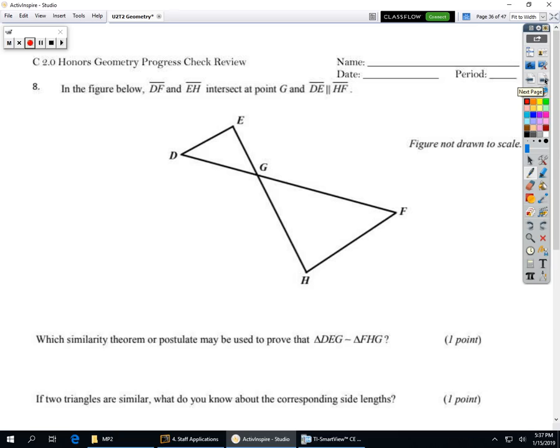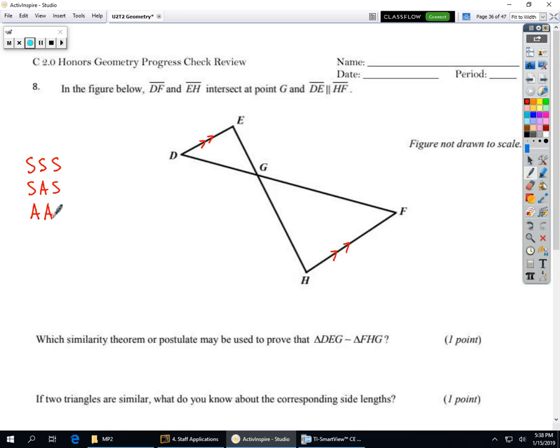So in the figure below, DF and EH intersect at point G, and DE and HF are parallel. First question: which similarity theorem or postulate may be used to prove that these triangles are similar? Well, remember there are three similarity theorems: side proportionality for similarity, side, and finally angle.